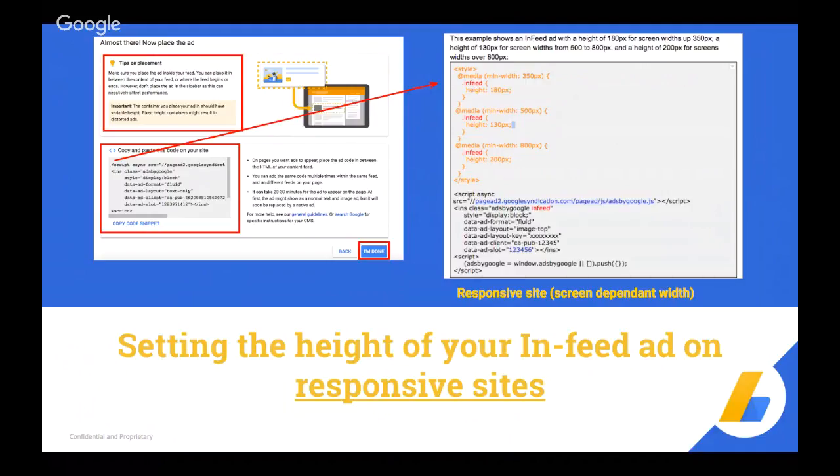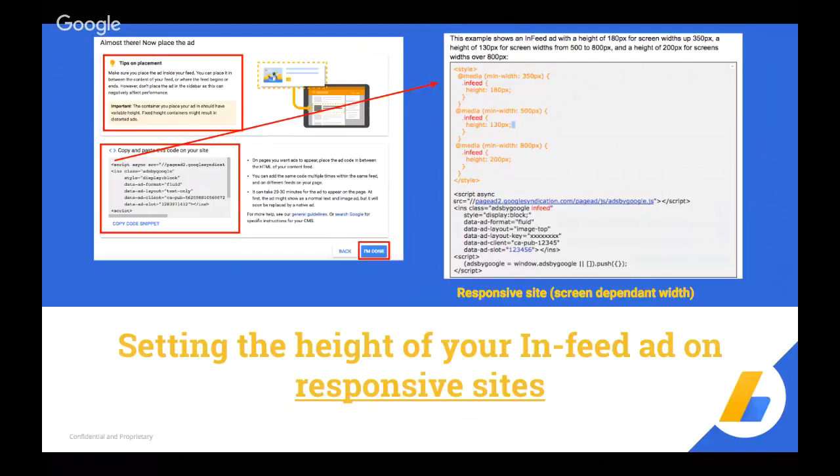Yeah. So in this case, it looks like this example has 180 pixels for a screen width up to 350 pixels, a height of 130 pixels for screen width from 500 to 800 pixels, and a height of 200 pixels for screens over 800 pixels. So these three content blocks are defining how the ad will look on mobile, how the ad will look on tablet, and how the ad will look on desktop, probably.